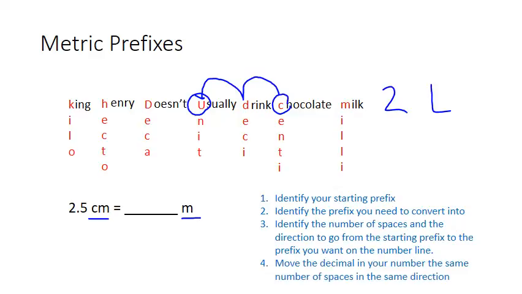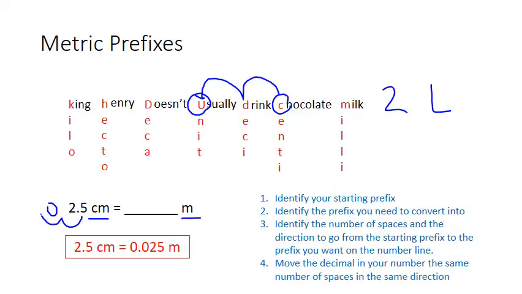We're going to move our decimal in our number the same number of spaces, in the same direction. So we'll take that decimal and we'll actually move it 2 spaces to the left. That's going to be our new location. And we'll fill in any of those spaces that need it with a 0. So that fixes the location of that decimal. And our value in meters for 2.5 centimeters is 0.025.